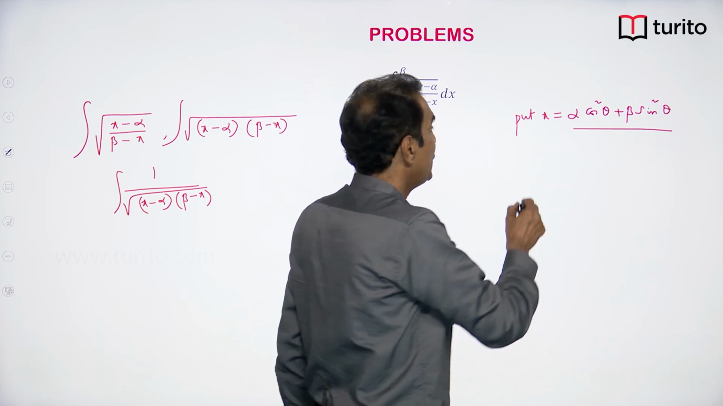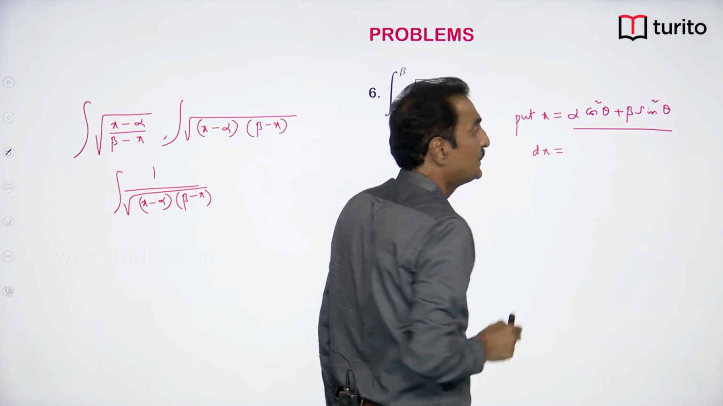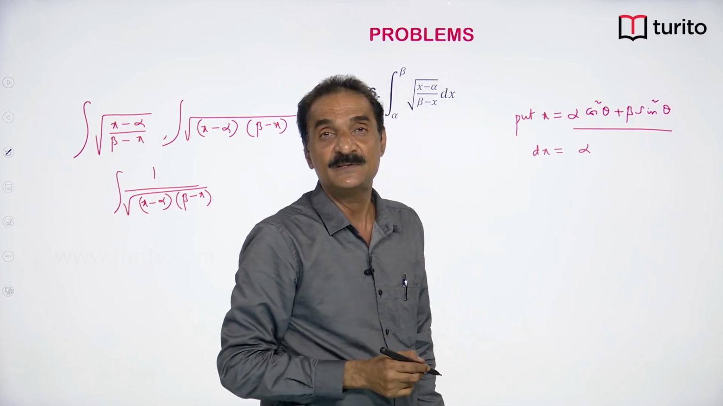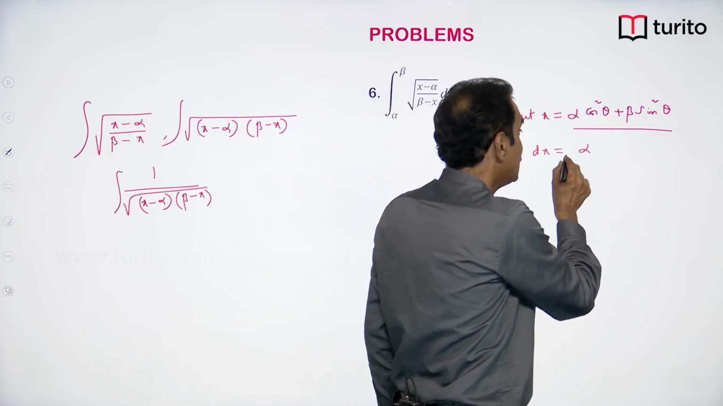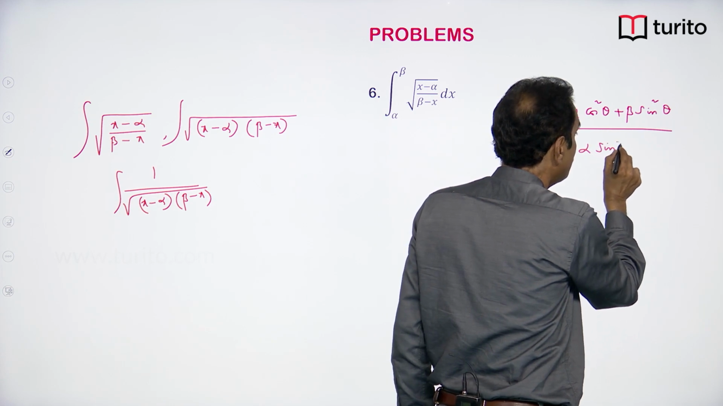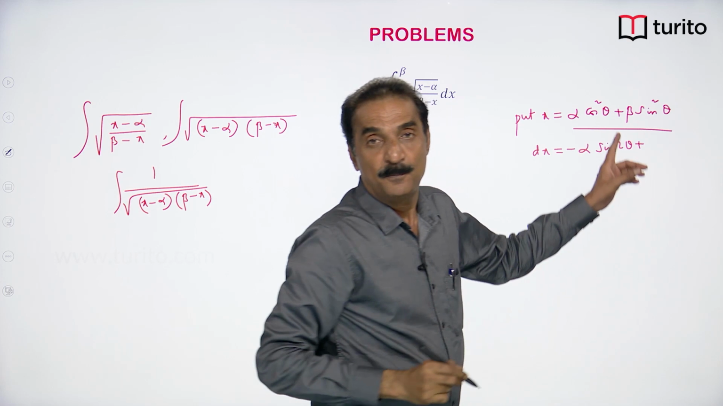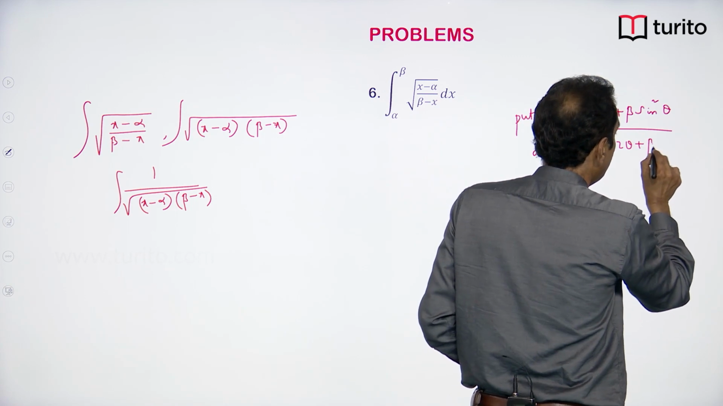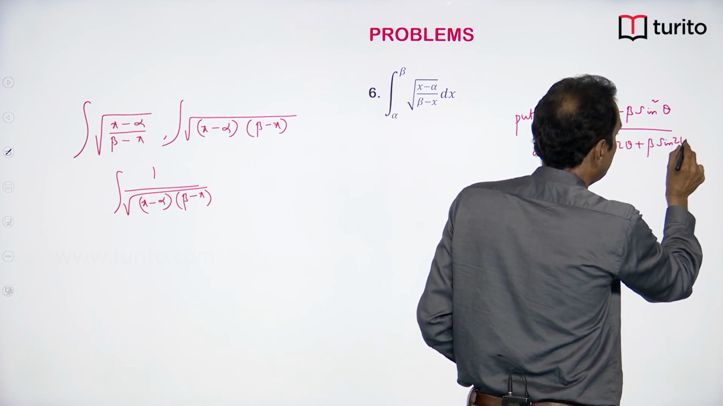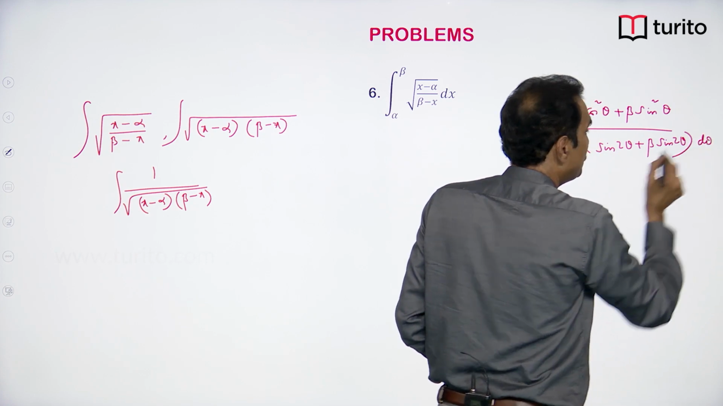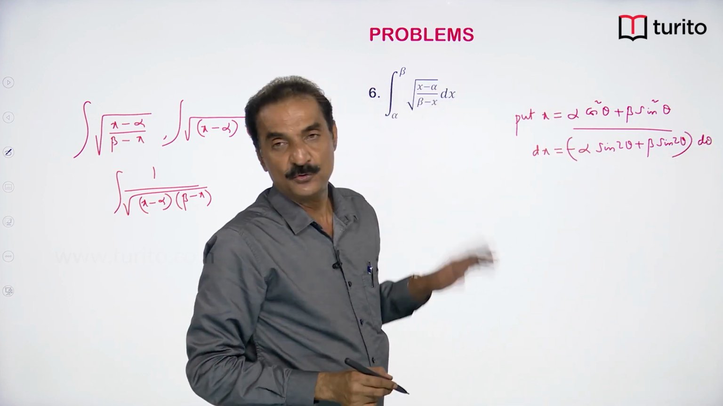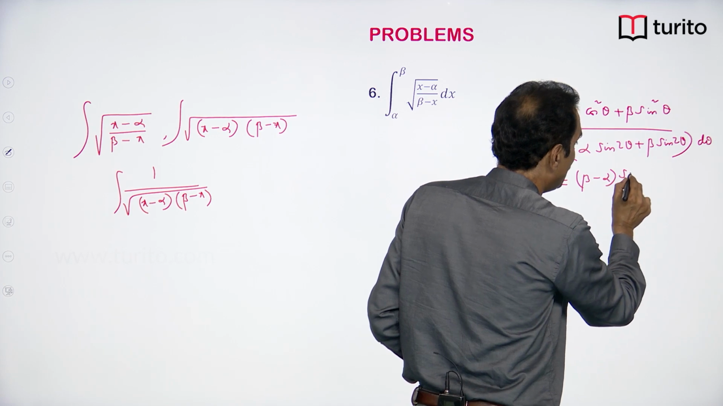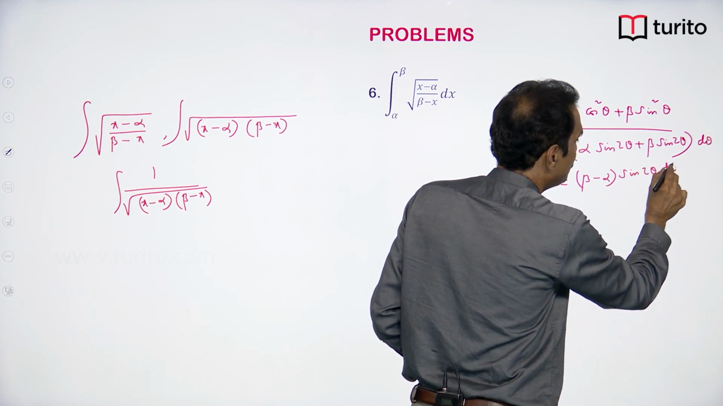Differentiating on both sides, we get dx is equal to, what is the derivative of alpha cos square theta? Alpha into derivative of cos square theta is 2 cos theta into minus sin theta, that is minus sin 2 theta, plus beta into derivative of sin square theta is 2 sin theta cos theta, that is beta into sin 2 theta, into d theta. Now taking sin 2 theta common, it will be beta minus alpha into sin 2 theta d theta.